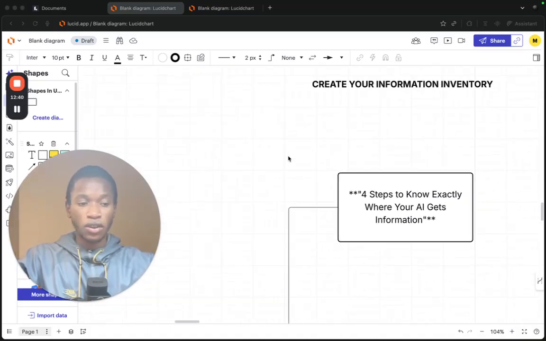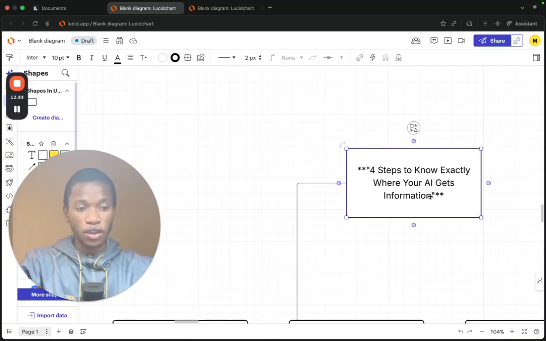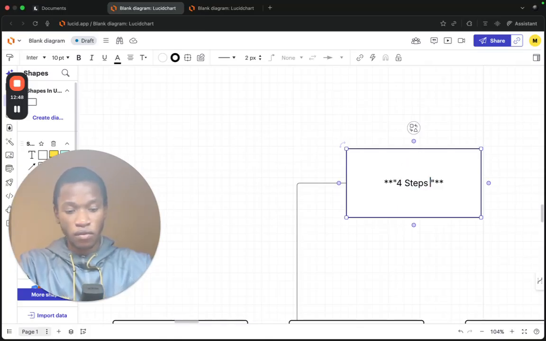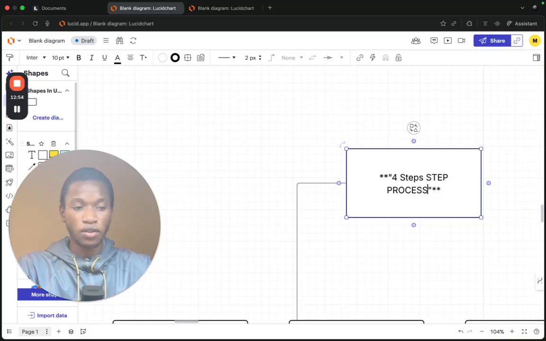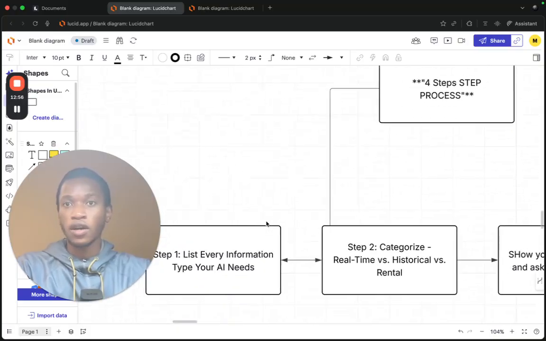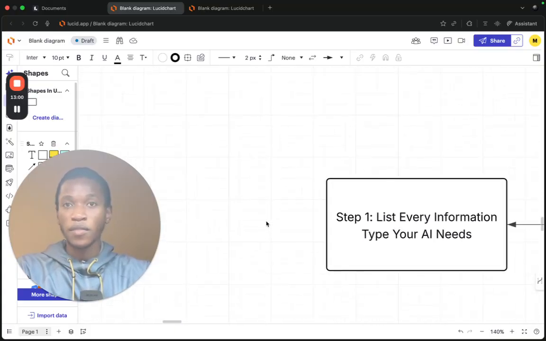And so this essentially is the 4 step process. So step one, list every piece of information your AI needs, right?